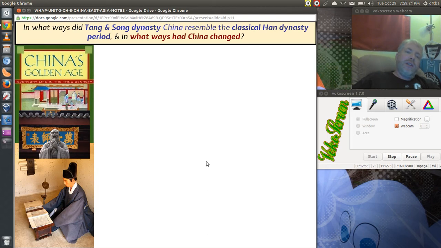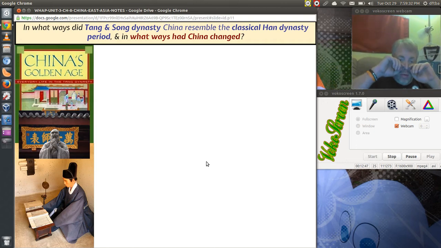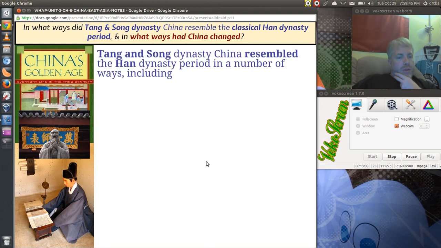So in what ways did the Tang and Song dynasties resemble the classical Han dynasty period? And in what ways had China changed? So we're going to look at this in 2 parts. We'll see blue for the classical Han dynasty period and how that resembled this new Tang and Song dynasties. And the ways that they changed we'll see sort of in a brownish maroon color there, so look for those.